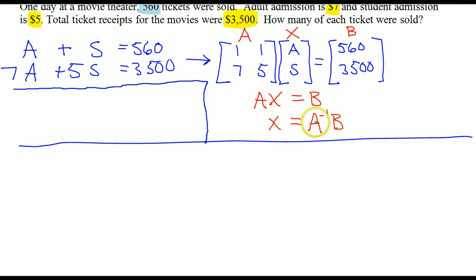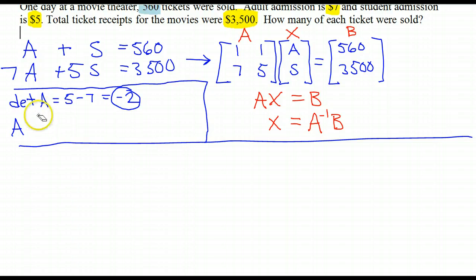Remember, in order to find the inverse, you first need the determinant. So let's find the determinant of A. Down diagonal minus up diagonal. So that's 5 minus 7, which is negative 2. Fine. So now I've got the determinant, so now I can go ahead and do the inverse.